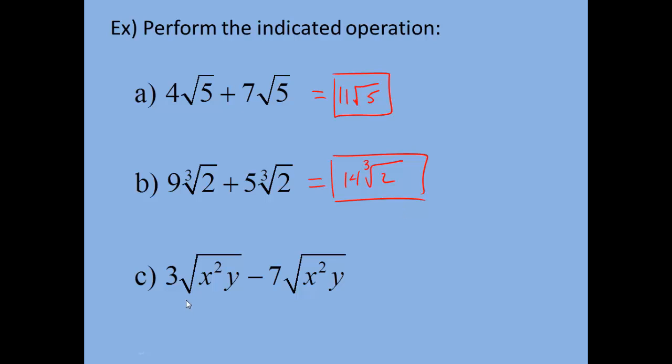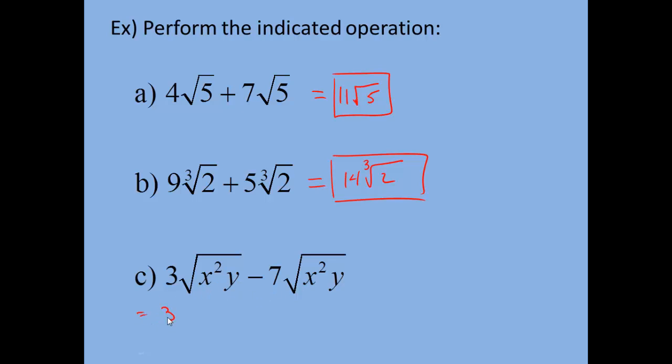For part C, I've got 3 square root of x squared y minus 7 square root of x squared y. So they do have the same root, and they do have the same inside. So they are like radicals as they are, and we could add them together right now if we wanted to. But notice we could actually simplify the inside of each radical term. Remember I mentioned that in my steps, the first one was to simplify each radical term. The square root of x squared is just going to give us x for each of these. The square root of y has to stay the same.